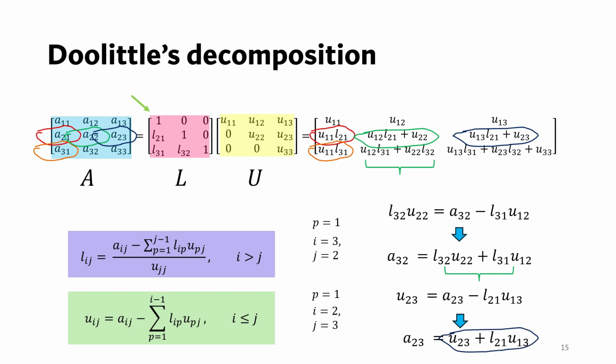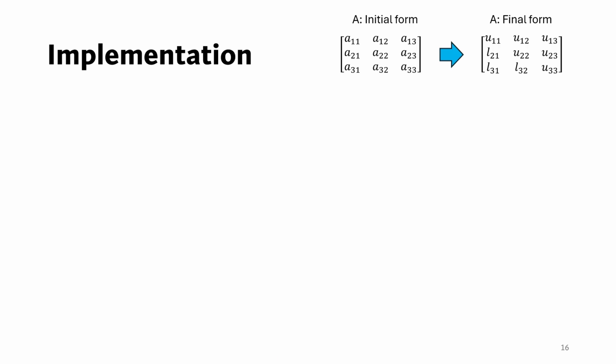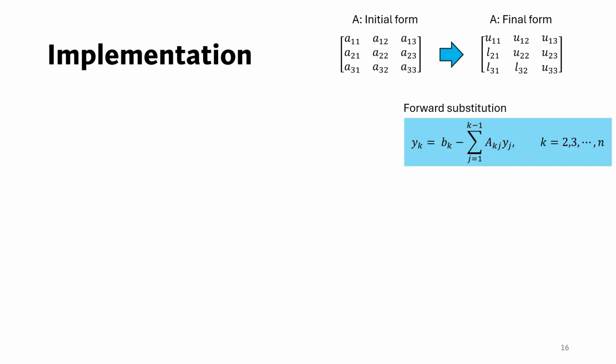As said in the previous video, which was on LU decomposition, the next steps to find a solution include forward and backward substitution steps. It's a common practice to store the elements of the lower and upper triangular matrices in a mixture matrix. The forward substitution can then be calculated using this formula. Let's now see how we implement this decomposition in Python code.